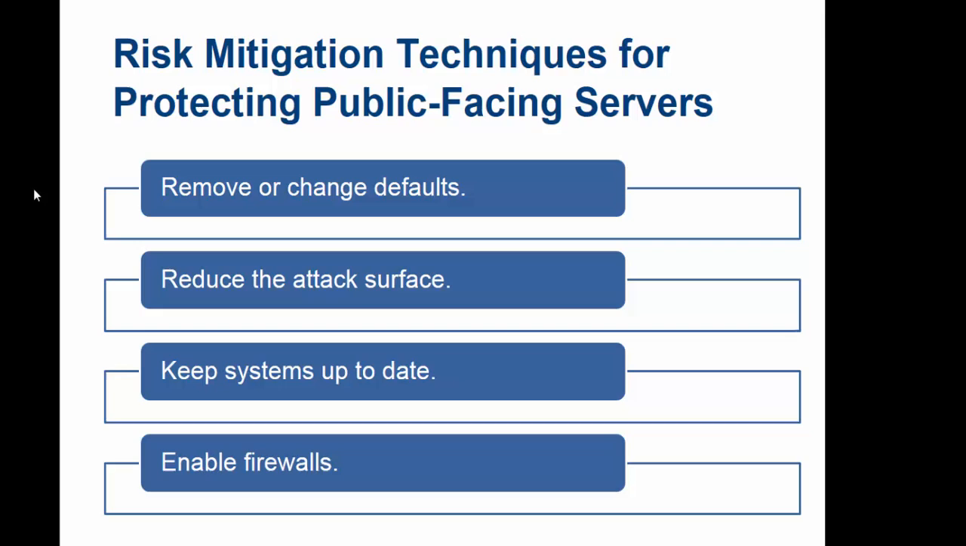So, risk mitigation techniques for protecting public-facing servers: remove or change defaults. In other words, remove the guest account and rename the administrator account, and change the default password to a complicated or complex password. Basically, reduce your footprint. Try not to be as noticed out there as saying, hey, look at me, come attack me.